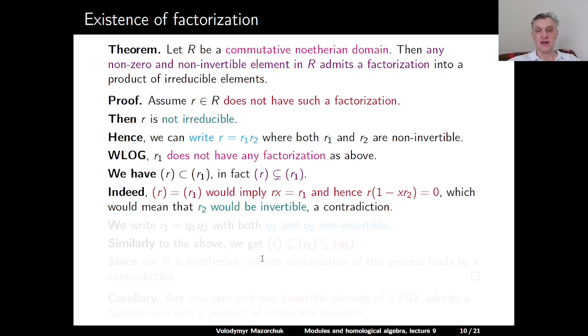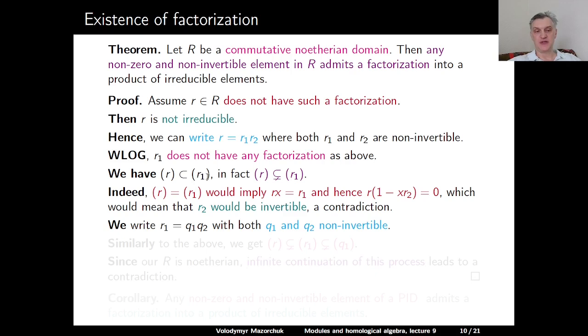times some x. And therefore, since R is equal to R1 R2, we can plug in this expression for R1 into this equality, move everything to the left-hand side, and take R out of the bracket to get R times 1 minus x R2 is equal to 0. And this, because we are over the domain, this would mean that 1 is equal to x R2. In other words, R2 is invertible. And this is a contradiction because we assume that R2 is not invertible. So R is a proper ideal in R1.